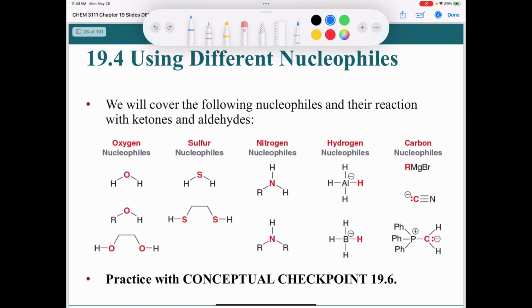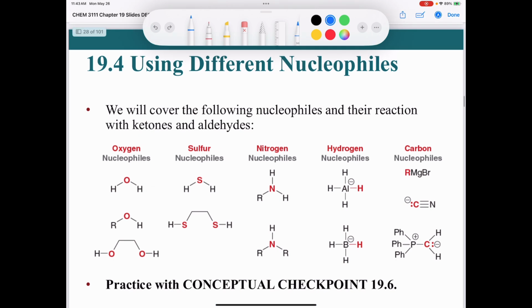And so what we're going to do for the remainder of this chapter is just going to be a systematic approach to looking at all these different nucleophiles here. We're going to start with oxygen nucleophiles. It could be a water. It could be an alcohol, right? Those are weak nucleophiles. We could also look at a diol, okay? We're also going to look at sulfur nucleophiles. So we could have H2S, hydrogen sulfide, or we could have a dithiol like this. Those are good nucleophiles, better nucleophiles than alcohol and water.